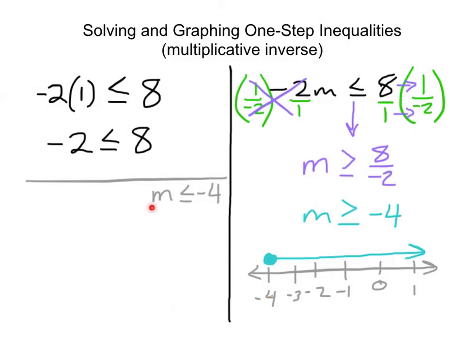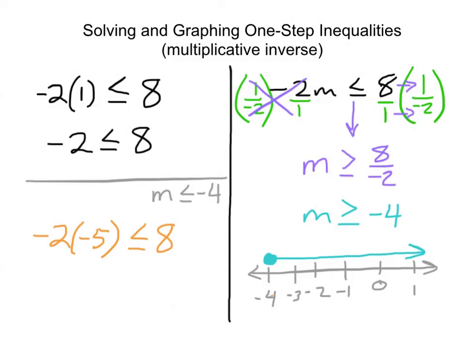So if I have m is less than or equal to -4 and I try to substitute a value, I would use a value of, let's say, -5, because that is less than -4. I'm going to substitute that into my original inequality. So I'm going to have -2, and instead of m, I'm going to use a value of -5, is less than or equal to 8.